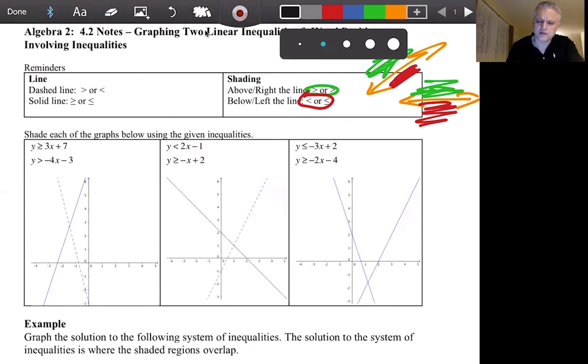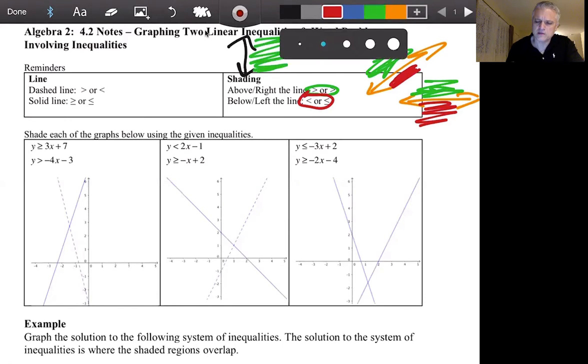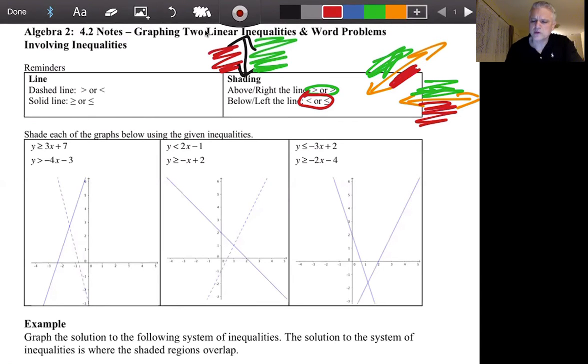If you happen to have a vertical line, then we're talking to the right if we're greater than, and then to the left if we are less than. Okay, so for these, the greens are greater and the reds are less. So that's just a reminder from what we had in Day 1.